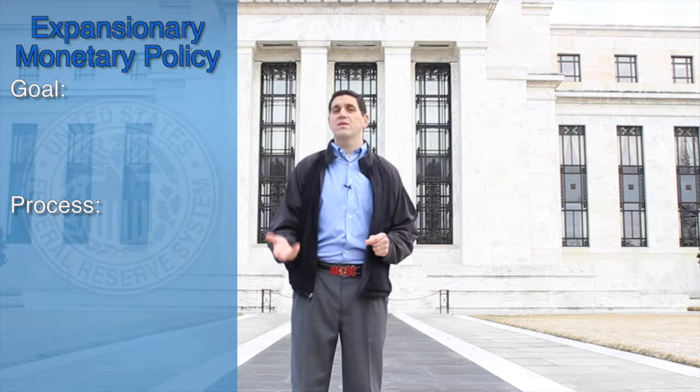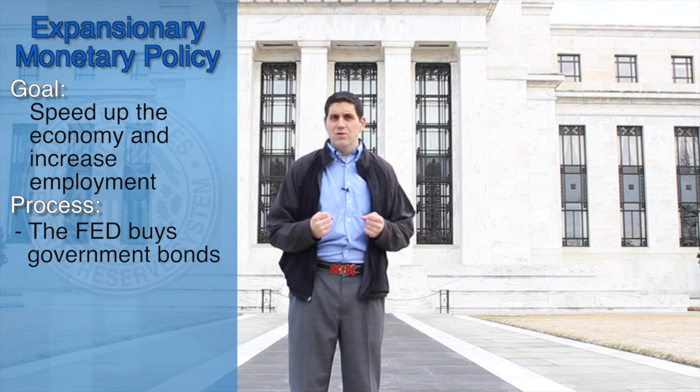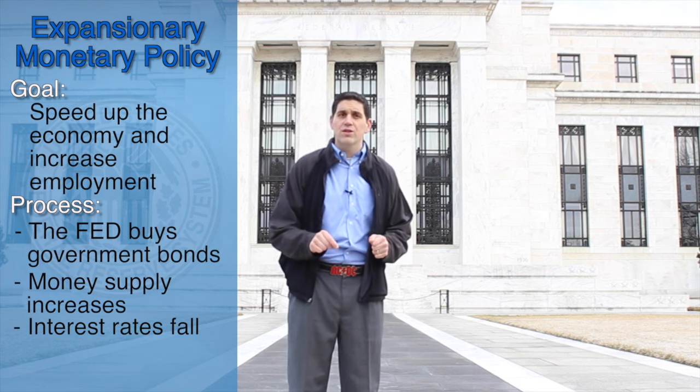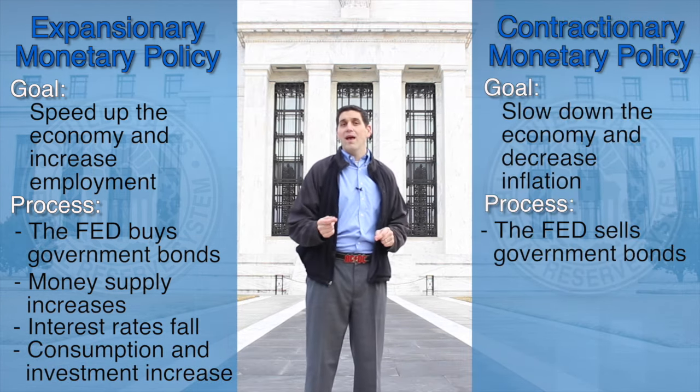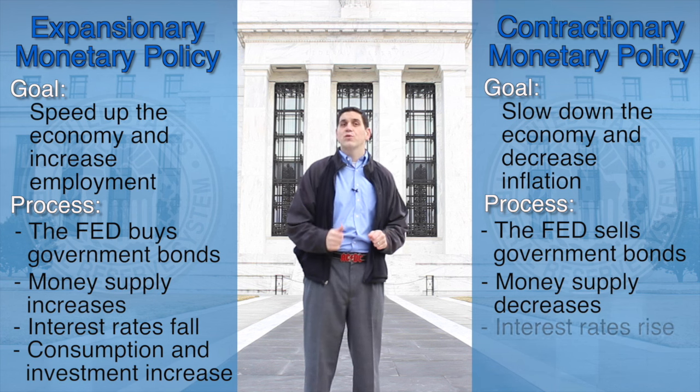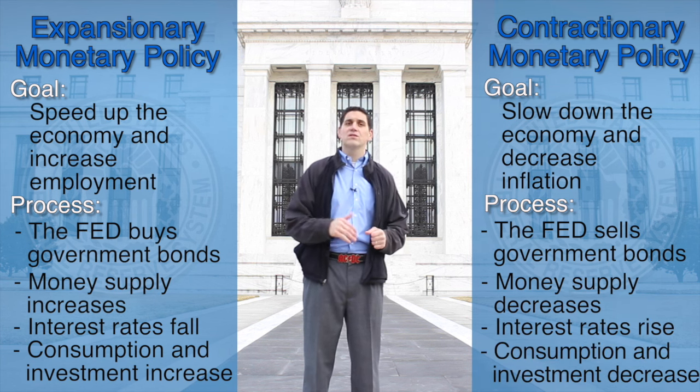When the Fed wants to help stimulate the economy, they'll buy bonds, which will increase the money supply, lowering interest rates, and will increase investment and consumption. To fight inflation, the Fed might sell bonds, which would decrease the money supply. This would increase interest rates and slow down consumption and investment.